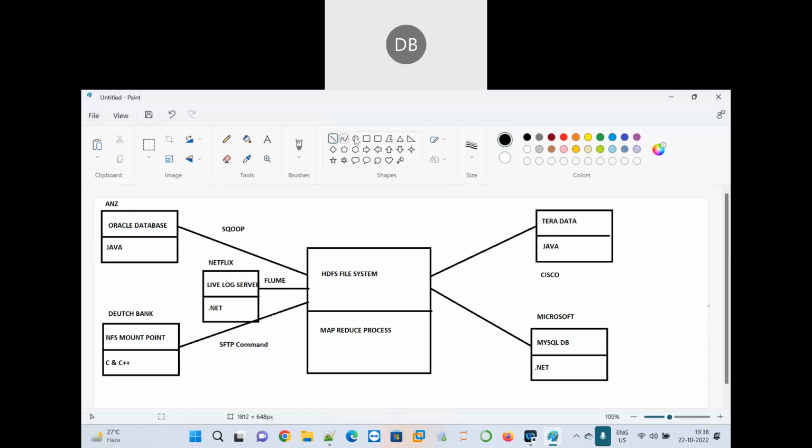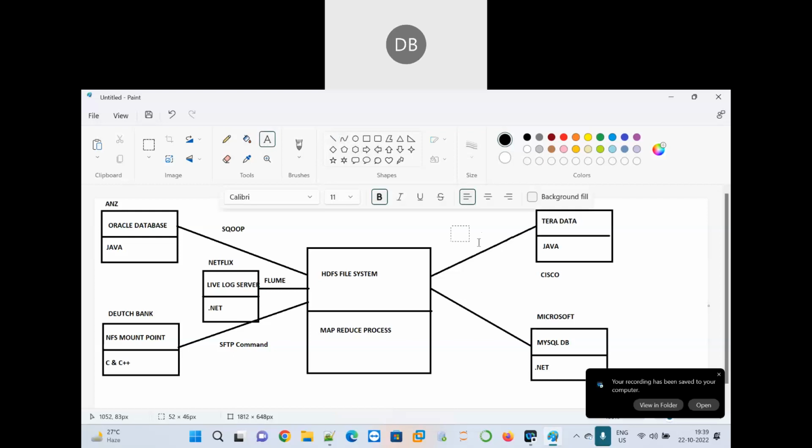What is the tool we can use to get the data? What is the name of the tool here? Sorry, which one can we use? Sqoop. Whenever you are using the MySQL database, which tool can you use? It is also Sqoop. Correct.